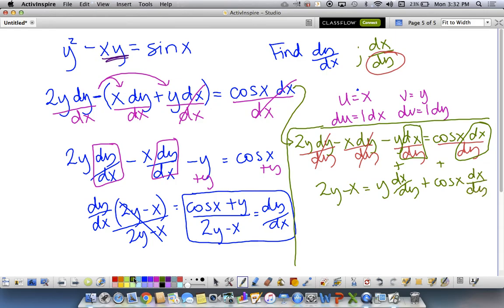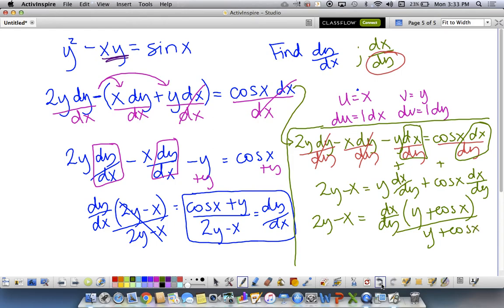It sounds weird when I say it, dx/dy. I'm so used to saying it the other way. So I have all my dx/dy's on one side. If I factor it out, of course I wrote it the exact opposite way I just said. So I want dx over dy, factoring that out, I have y plus cosine x, right? And I have a 2y minus x on the left side. And what are we dividing by? Divide by y plus cosine x. That is my dx/dy.